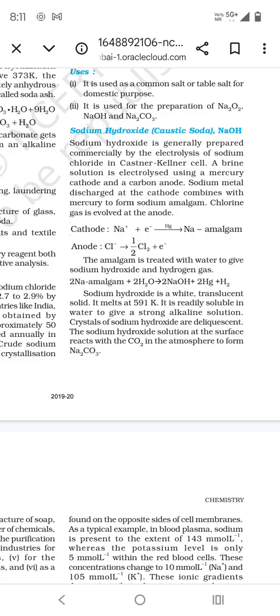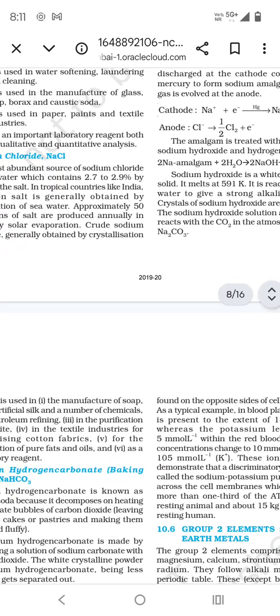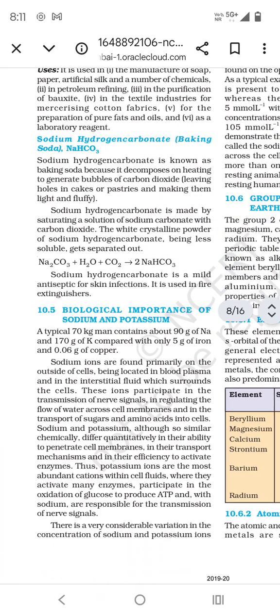Sodium hydroxide is a white translucent solid. It melts readily. It is readily soluble in water to give a strong alkaline solution. Crystals of sodium hydroxide are deliquescent. The sodium hydroxide solution at the surface reacts with CO2 in the atmosphere to form Na2CO3.